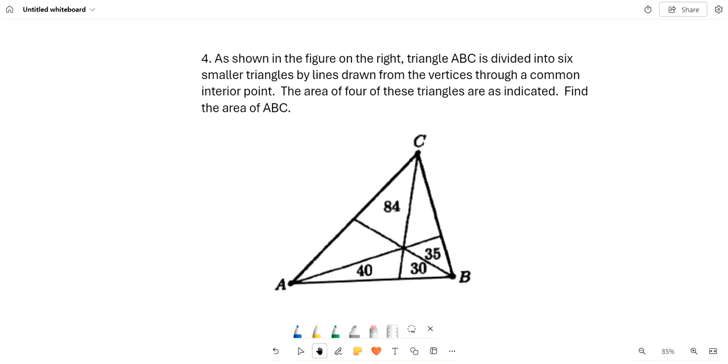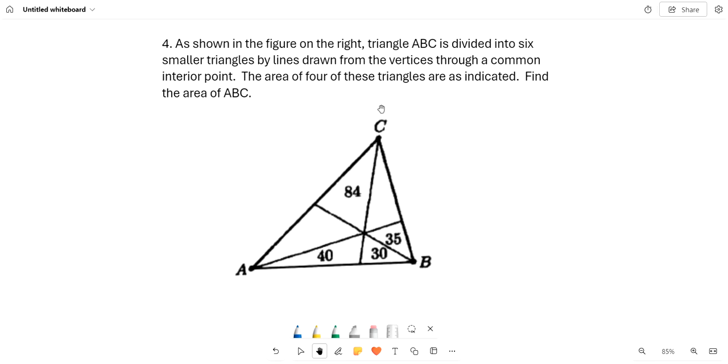So this is week 57, Friday, number 4, and it says, as shown in the figure on the right or bottom, triangle ABC is divided into 6 smaller triangles by the lines shown from the vertices through a common interior point. The areas of 4 of these triangles are as indicated. Find the area of ABC.